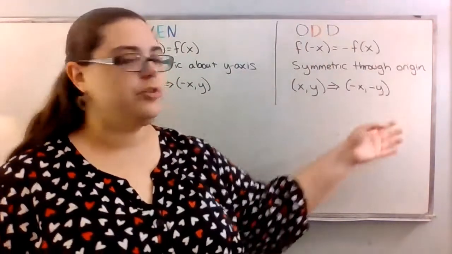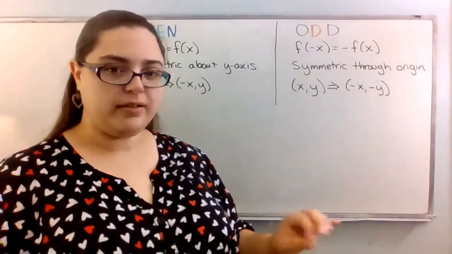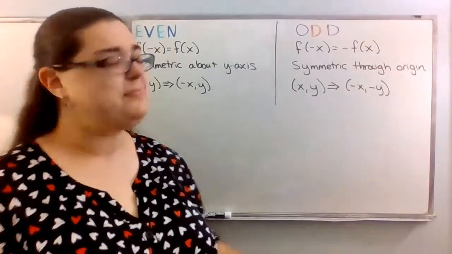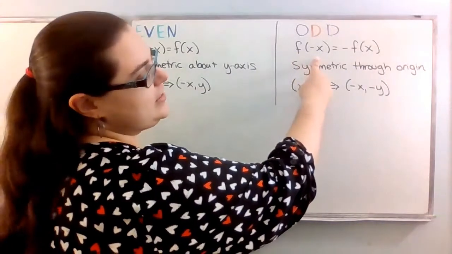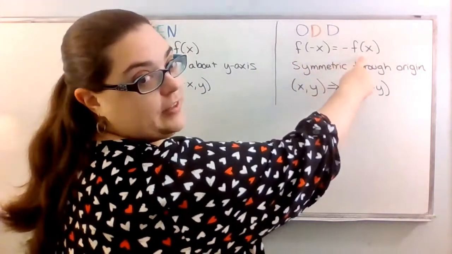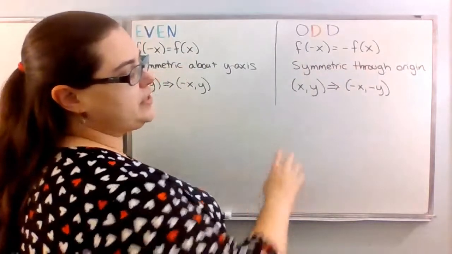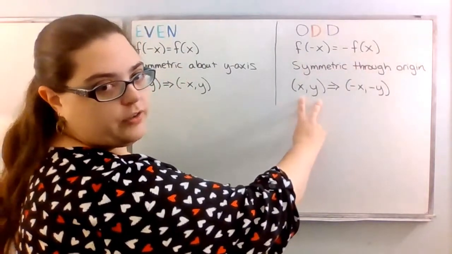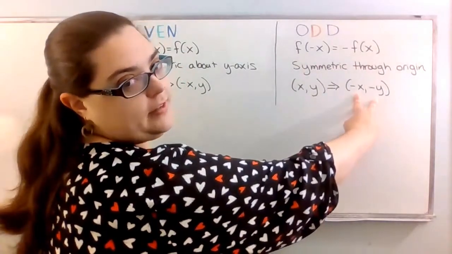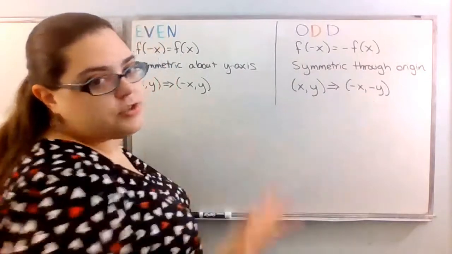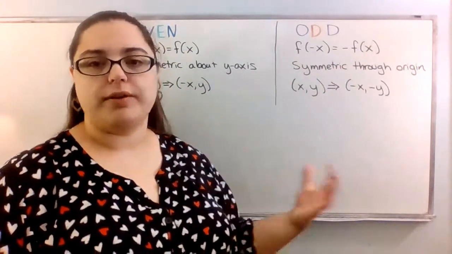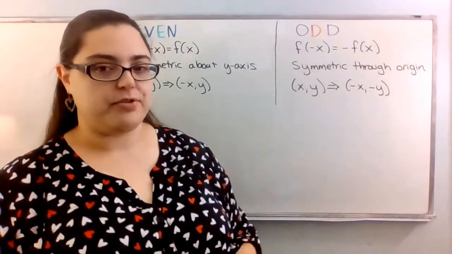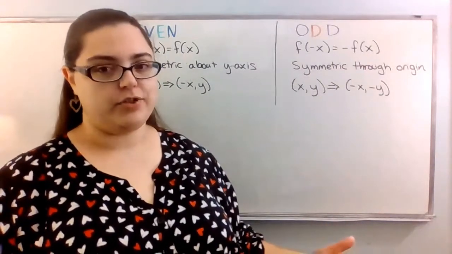To be an odd function, we have some similar stuff going on, but a little different. For an odd function, f of negative x is the same as negative f of x. What this means is if you have the point x, y on your function, you will also have the point negative x, negative y. So if your function is an odd function and it passes through the point 1, 2, it'll also pass through the point negative 1, negative 2.